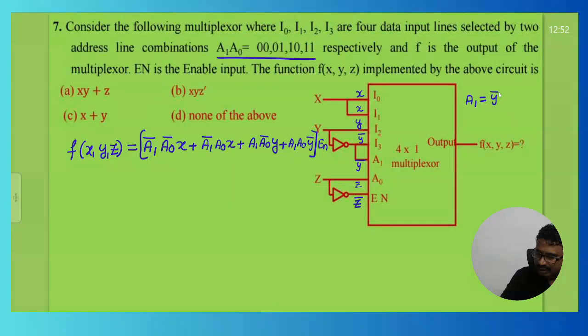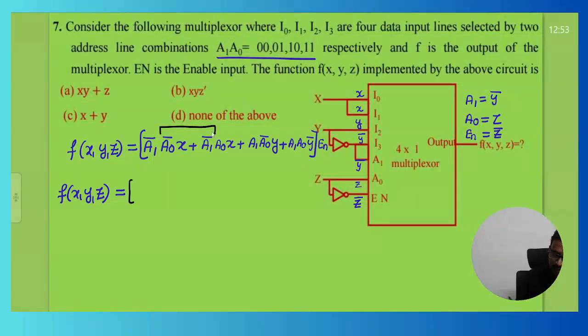And so you can see here the given A1 is given as what? Y bar. A0 is given as what? Z. And the enable is what? Which is Z bar. Now you can tell me what I'll get. F of x comma y comma z is equal to, see what I will get here. If I combine these two here, see what I will get.